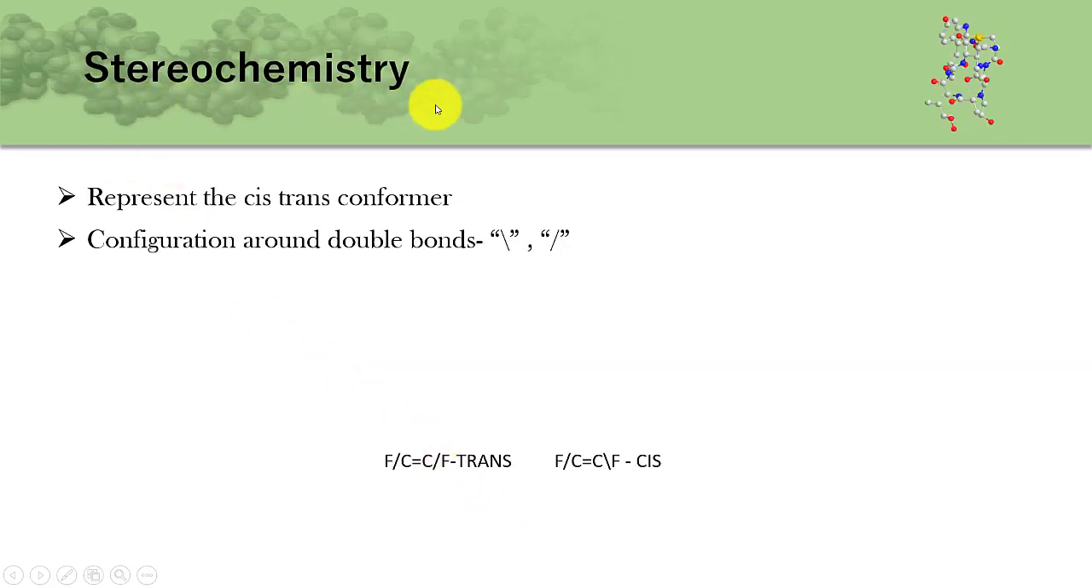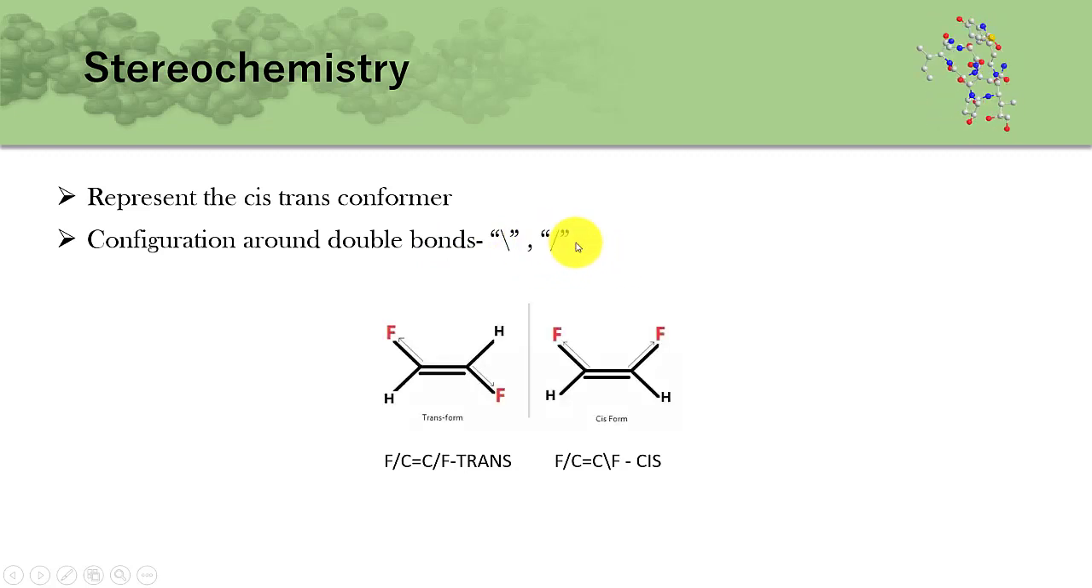SMILES specification can also be used to represent the stereochemistry of structures. This helps to represent the cis and trans conformer. Configuration around double bonds is represented with characters, with forward slash for cis and backward slash for trans. Now look into the structure of ethene in cis and trans form, which has been represented in SMILES.